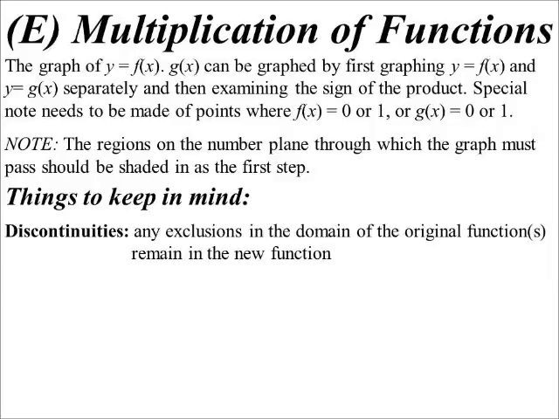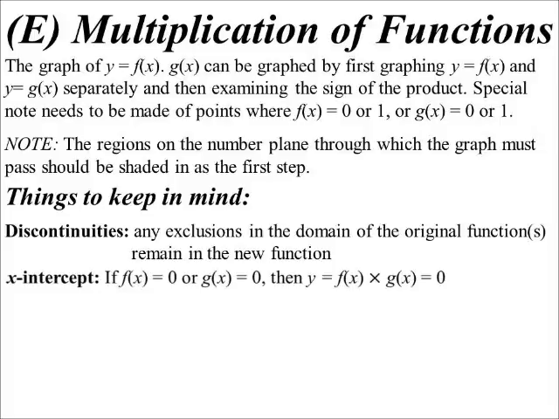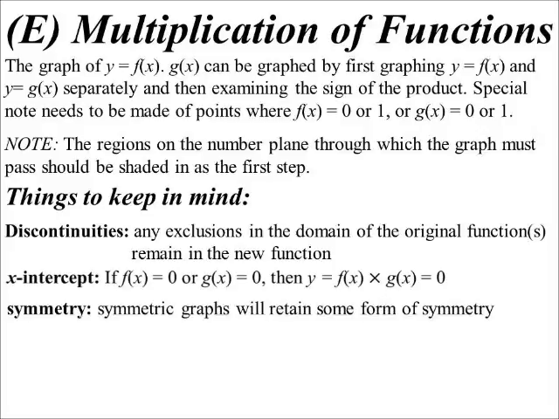Now, discontinuities. Once again, any exclusion in the domain of one of the original functions will become an exclusion in the new function. Because again, you can't substitute into that original function. So if you couldn't get an answer in the original function, how can you multiply it by something? X-intercepts are nice and easy, because obviously if we multiply the two graphs together, we get 0. So any x-intercept will remain an x-intercept. Symmetry, some type of symmetry it'll keep, right?